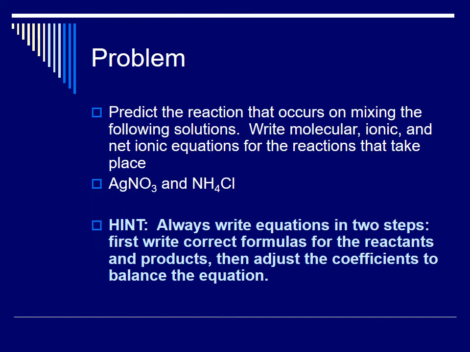And we have AgNO3. Do you remember what that is? That's silver nitrate. That's the one that gets your little brown specks on your hand. And also NH4Cl, that's ammonium chloride. And then it gives a hint at the end. Always write equations in 2 steps. First, write correct formulas for the reactants and products, then adjust the coefficients to balance the equation. All right, let's give it a try.